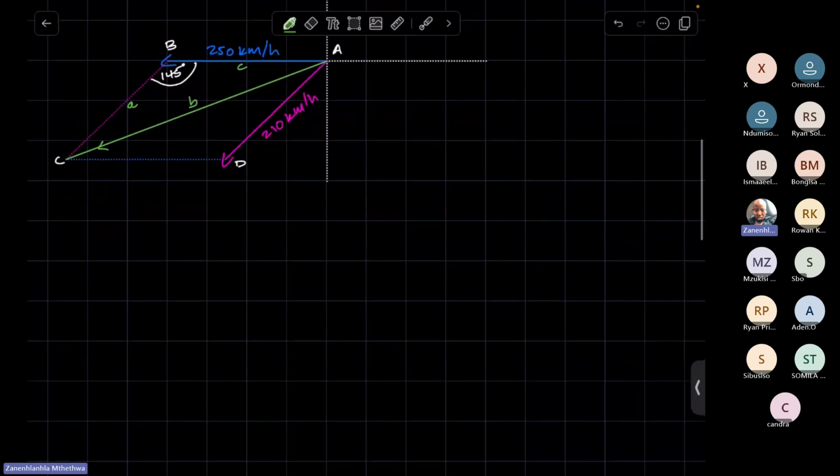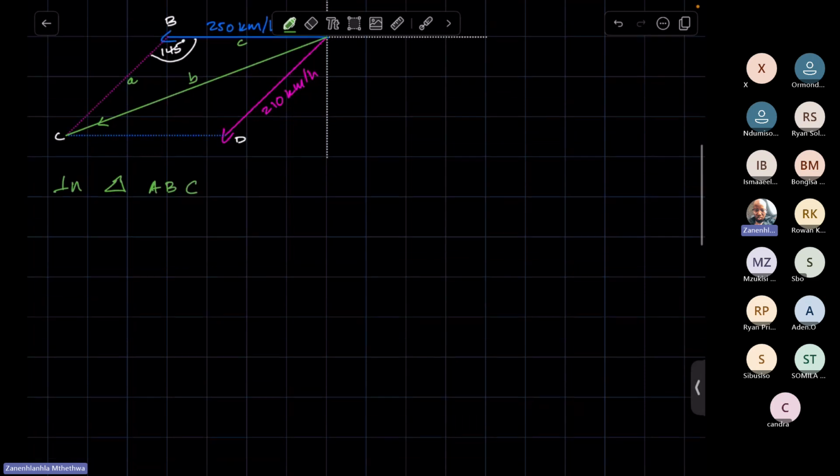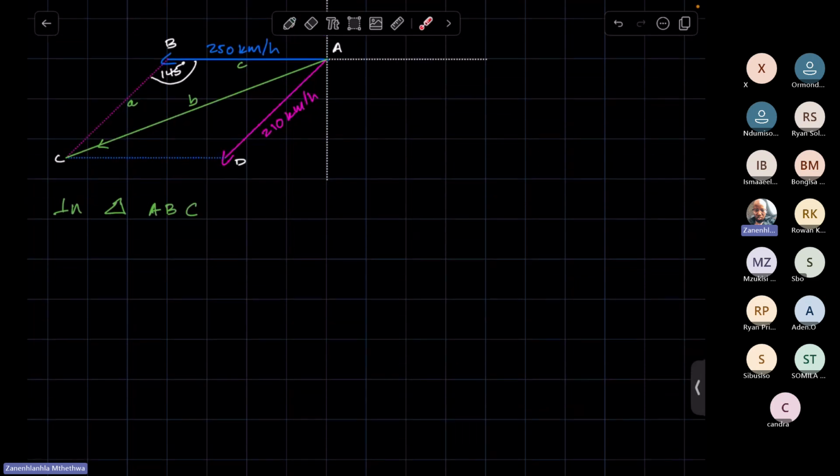All right, so using the cosine rule, we simply say in triangle ABC. So this is us giving reference as to which triangle we are using.